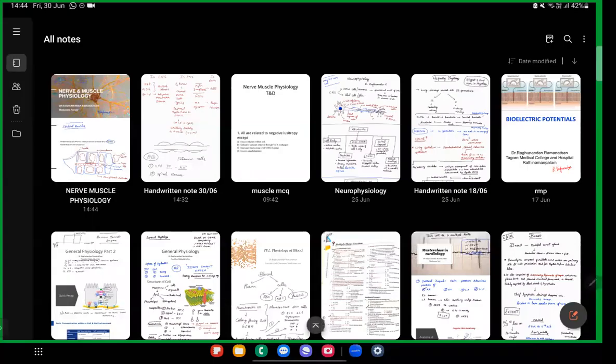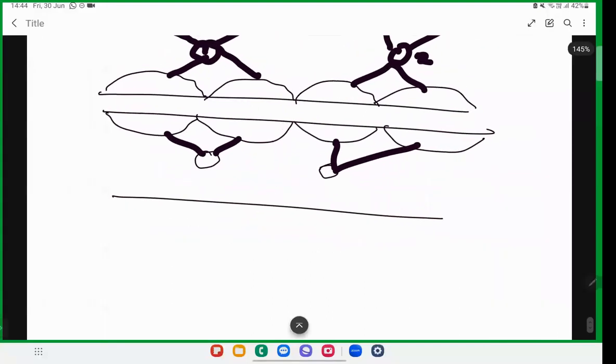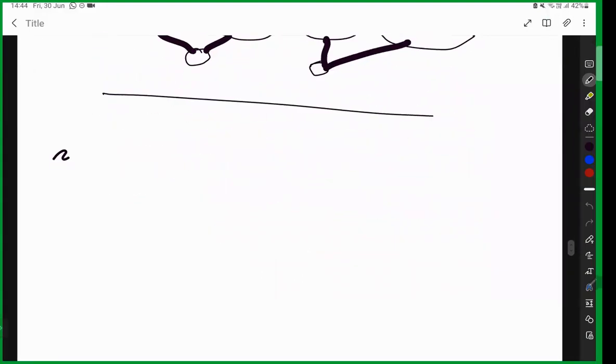Number one, when there is hyponatremia. Let's consider there is going to be hyponatremia. What happens in hyponatremia? In the ECF you will have decreased sodium. Will the decreased sodium in the ECF have any effect on the resting membrane potential? No. In the resting membrane potential, there is not going to be any change.